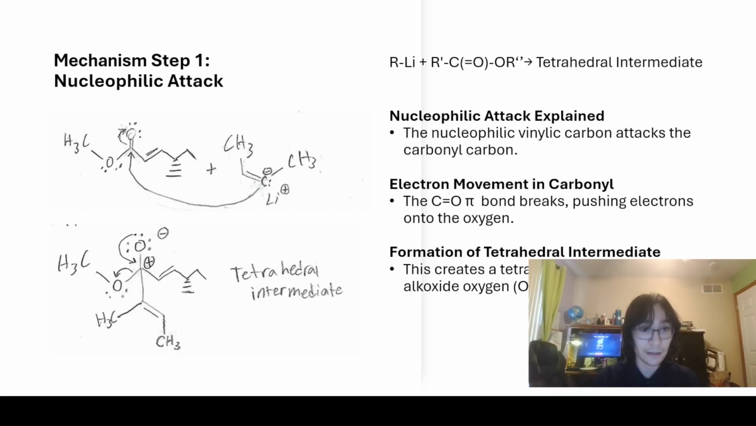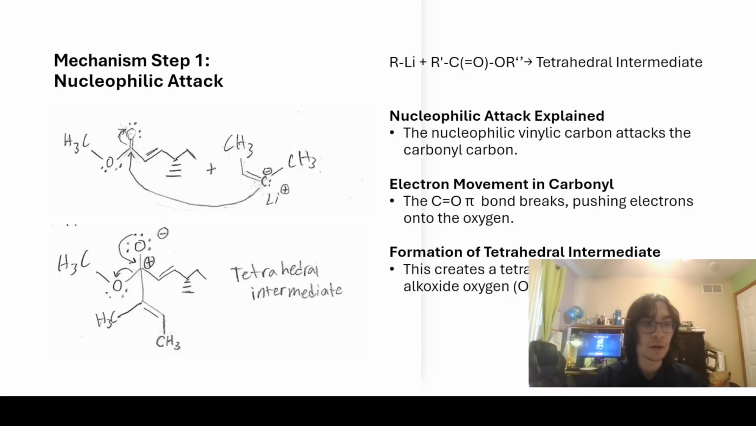So now mechanism step one here is the nucleophilic attack. As you can see, I'm going to talk about the curved arrows. First, we're going to talk about the nucleophilic attack, then the electron movement in the carbonyl, and then finally the formation of the tetrahedral intermediate.